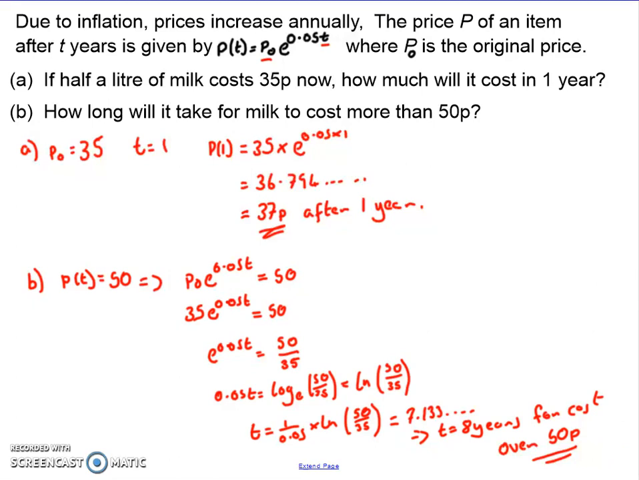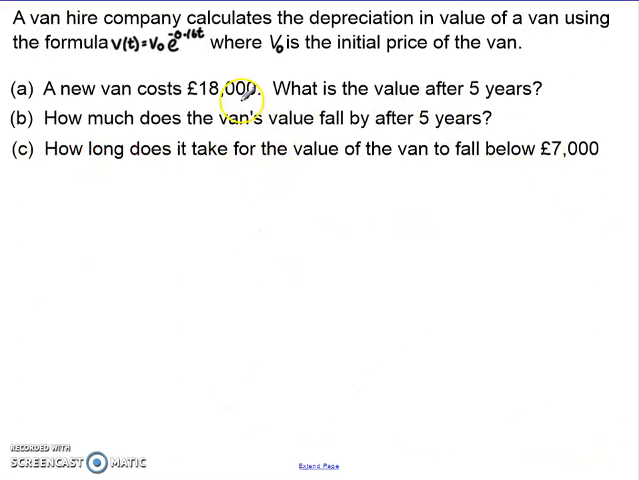Alright. Second question was about a decay problem. So depreciation of a van value. This is the function to use. V0 is the initial price. 3 questions here. So first one, new van costs 18 grand. What's the value after 5 years?